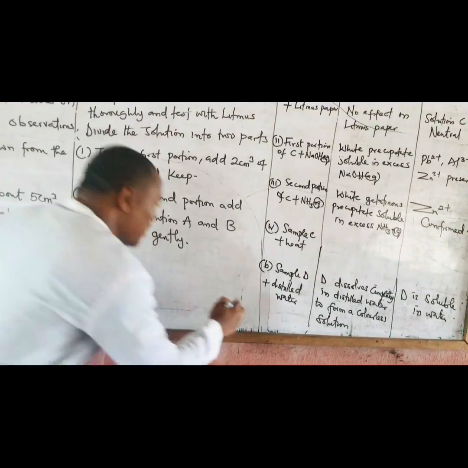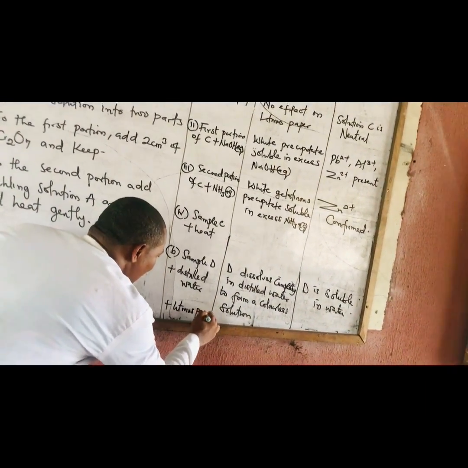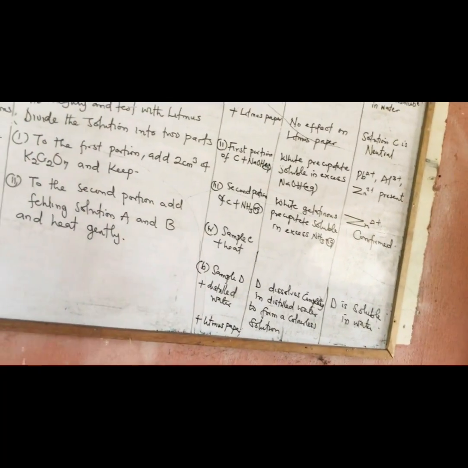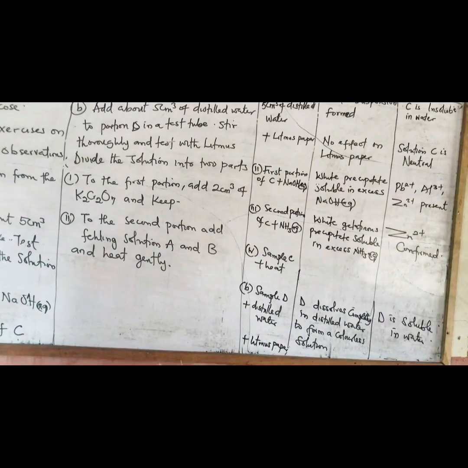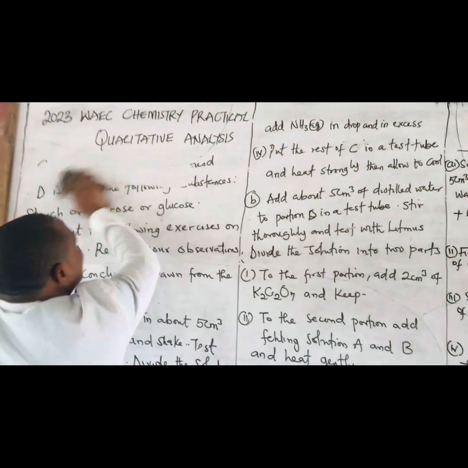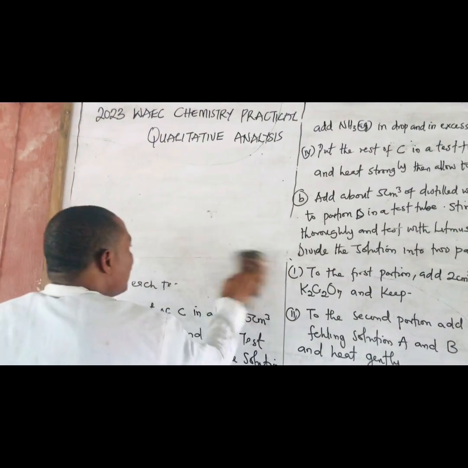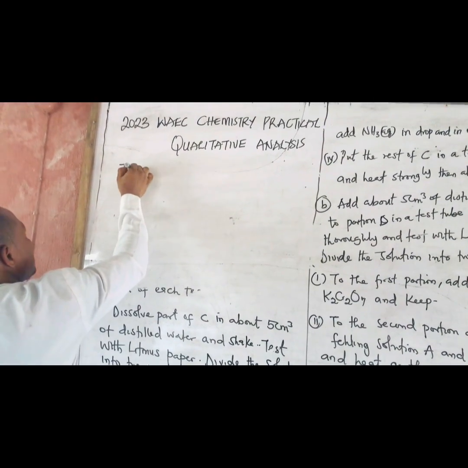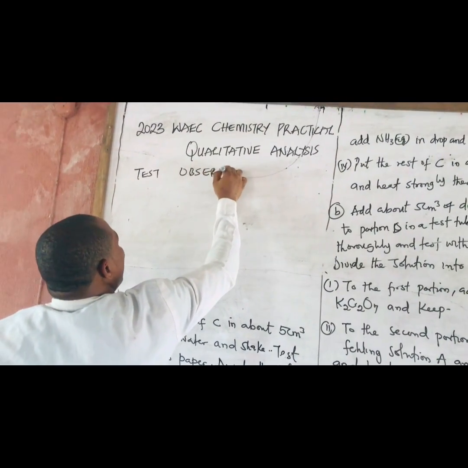So what we did today now, plus litmus paper. So you should know the observation now. So what's the observation? Okay, let me use my duster so that it will be clear. I want us to get this once and for all. Use my duster now. So let me say test, observation, and what? An inference.